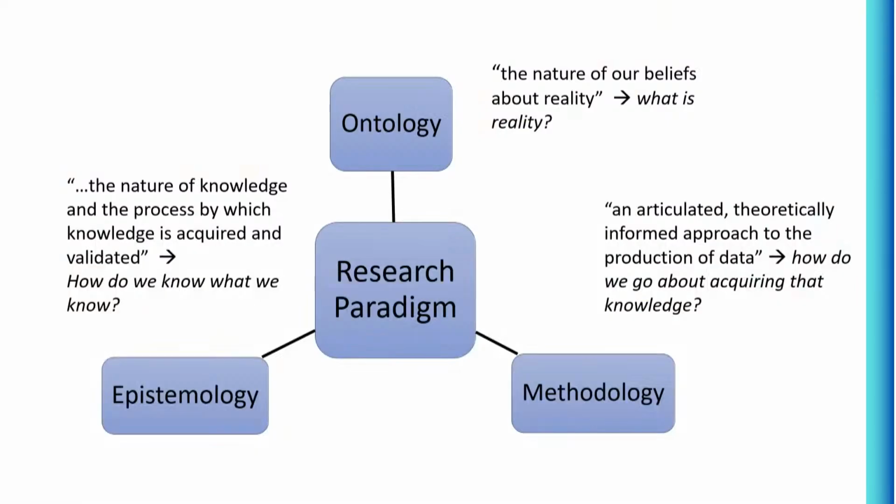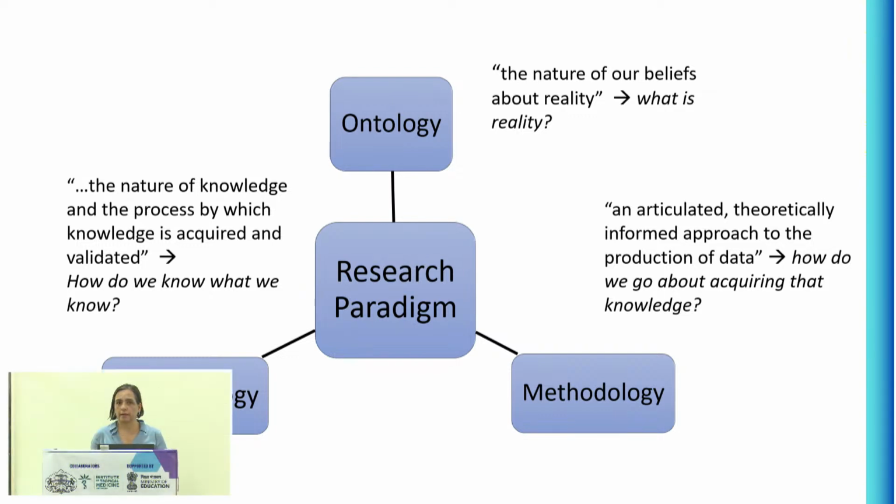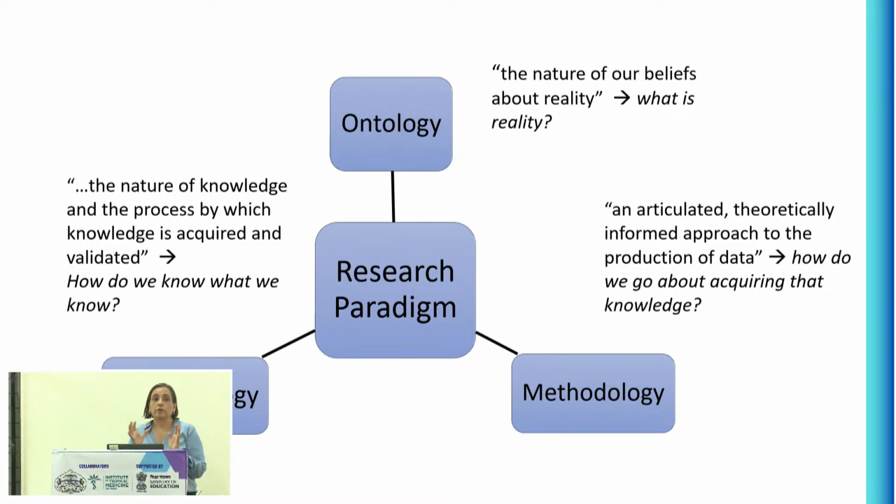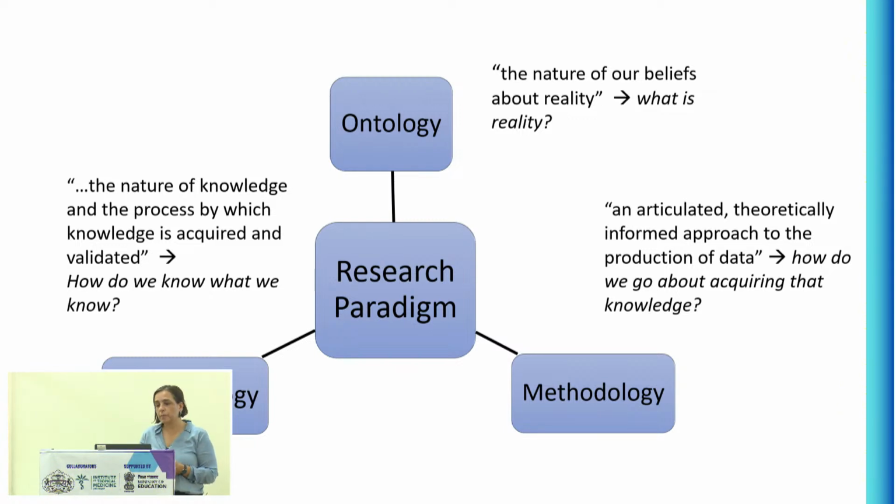But before that actually is ontology. So I should have started up front. Ontology is the nature of your beliefs about reality. So what is reality? What constitutes reality? The epistemology is, how do I grasp that reality? How do I know what I know about this reality? And then the methodology is your theoretically informed approach to the production of data. So how do you go about acquiring that knowledge?